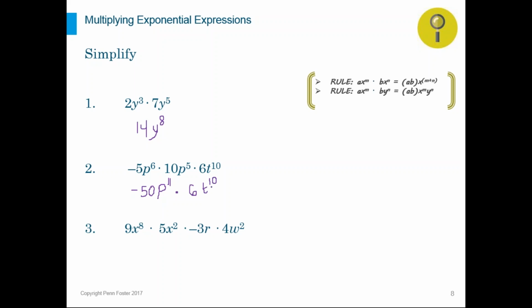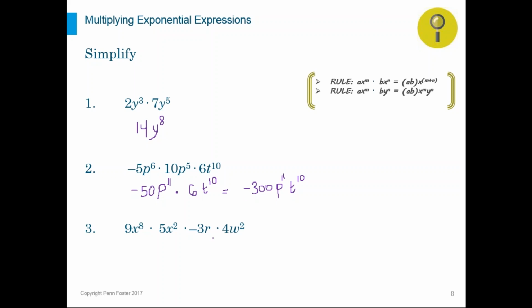Well, I have a p and a t. I cannot add the powers in this case. I don't have the same variable. What I can do though is just go ahead and multiply the coefficients. Negative 50 times 6 will give you negative 300. And then combine the variables just by writing them beside each other without the multiplication sign. P to the 11th power, t to the 10th power. That would be your answer. We were not able to add the powers in this case.